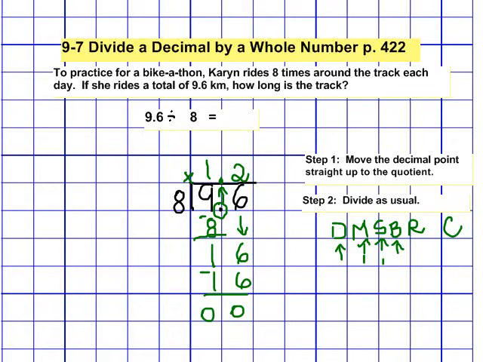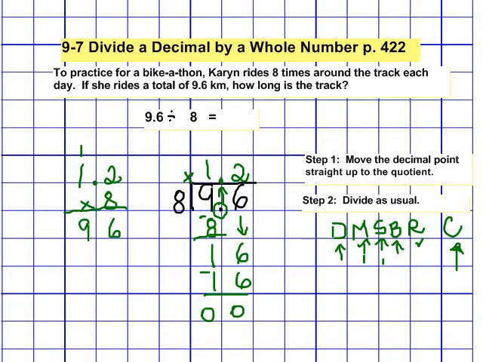Now, it looks like I am done. However, I have Cousin. I don't have any remainders, so I can skip that. But I do have Cousin, and Cousin tells me that I need to check to make sure that my answer is correct. So I am going to check that 1.2 multiplied by 8 indeed equals 9.6. 8 times 2 is 16. It goes a 1. 8 times 1 is 8 plus 1, and that's a 9.